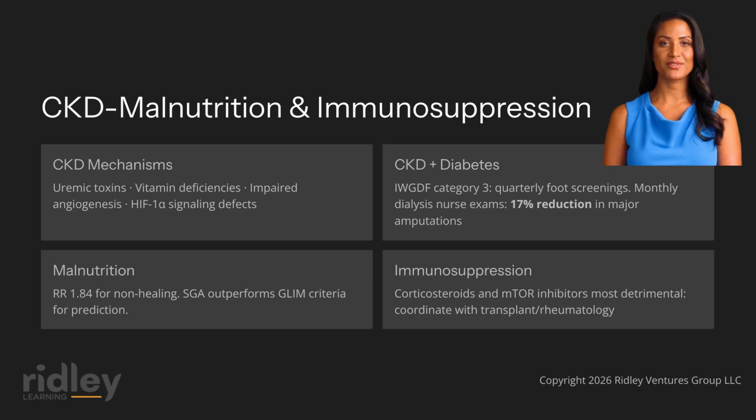The clinical significance of this combined risk is substantial. Chronic kidney disease significantly increases 10-year mortality for patients with diabetic foot ulcers compared with those with ulcers alone, both with and without amputation. Monthly foot examinations conducted by dialysis nurses resulted in a 17% reduction in major amputation rates, demonstrating the benefit of intensified monitoring in this vulnerable population.